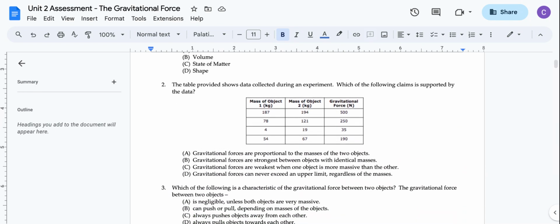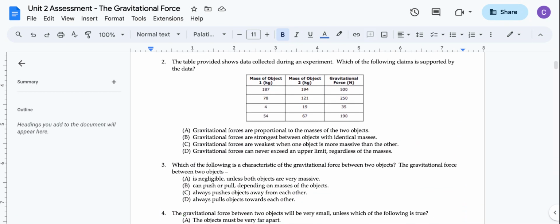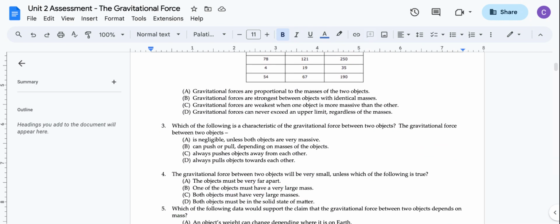2. The table provided shows data collected during an experiment. Which of the following claims is supported by the data? A. Gravitational forces are proportional to the masses of two objects. B. Gravitational forces are strongest between objects with identical masses. C. Gravitational forces are weakest when one object is more massive than the other. D. Gravitational forces can never exceed an upper limit regardless of the masses.